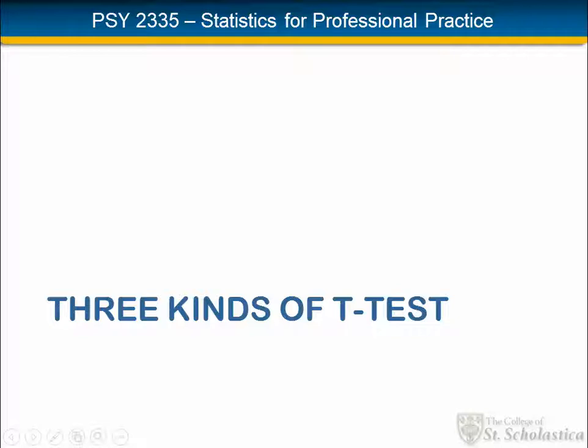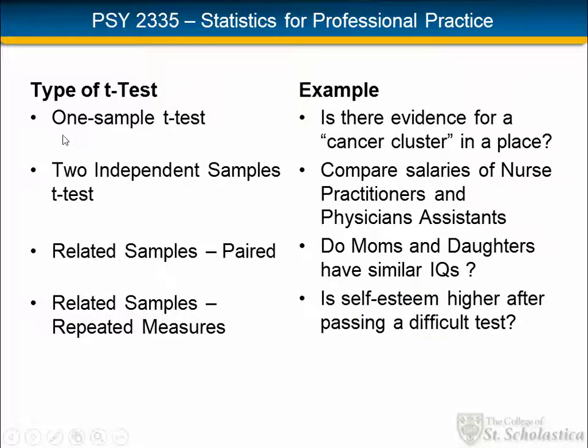In this part of the course, we're looking at three different kinds of t-tests, so I thought I would describe them all and then look at just the first kind in this video. The first kind of t-test we call a one-sample t-test, and an example of that would be if we were trying to explore whether there's evidence for what they call a cancer cluster. If it seems like there are more cases of cancer in a place than would be expected according to the general population, so we would have an average cancer rate in that region and compare it to a population-wide number.